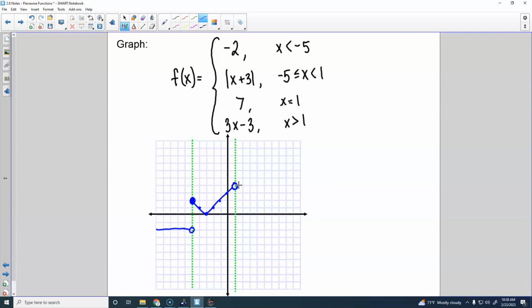All right, for the next part, I've got 7 for x equals 1. Because it's just at x equals 1, it's at that single place where x equals 1. And so it's going to look like this. It's just going to be a dot. 7 itself is a horizontal line, but if we're only using it at x equals 1, it's just a single point on that line.